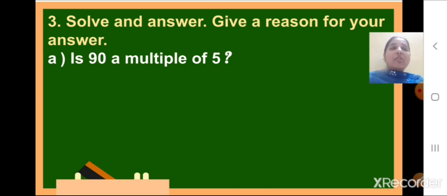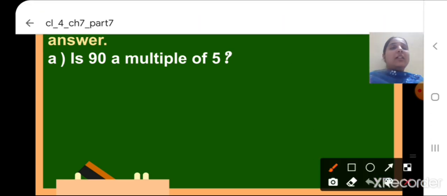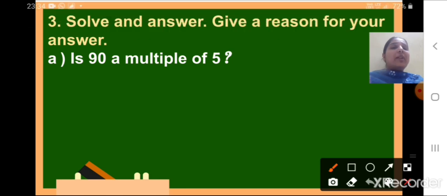So children, do you remember how do we find whether a larger number is a multiple of the smaller number or not? Yes, what do we do? We divide. We divide the larger number by the smaller number. If it is completely divisible without leaving any remainder, so it will be a multiple of the smaller number. So let's divide here 90 by 5.